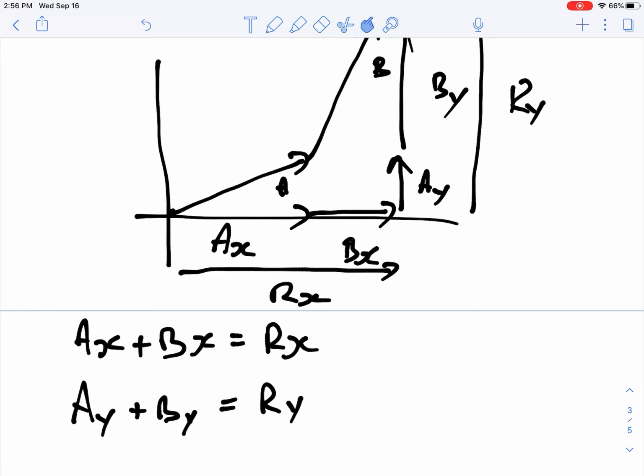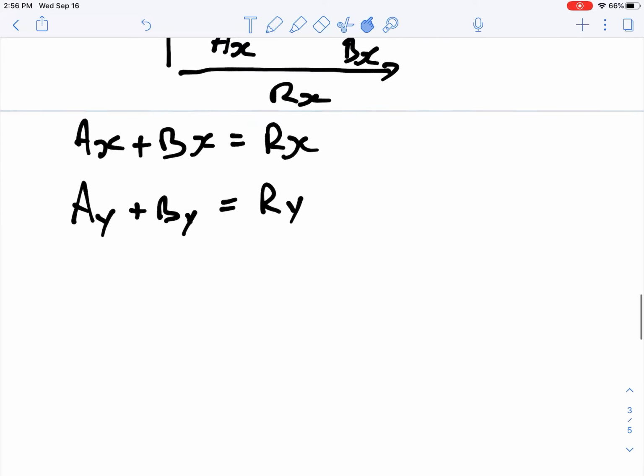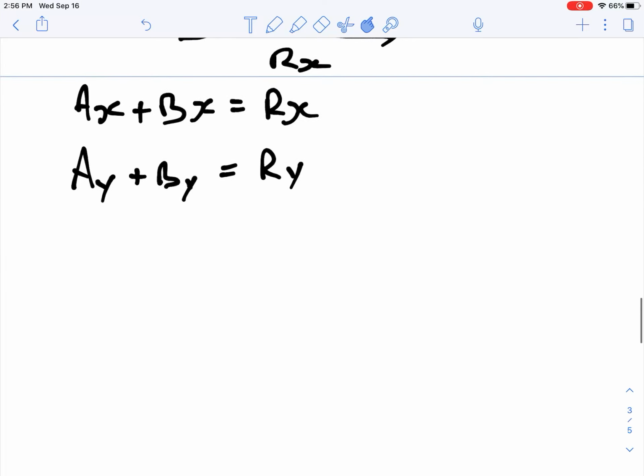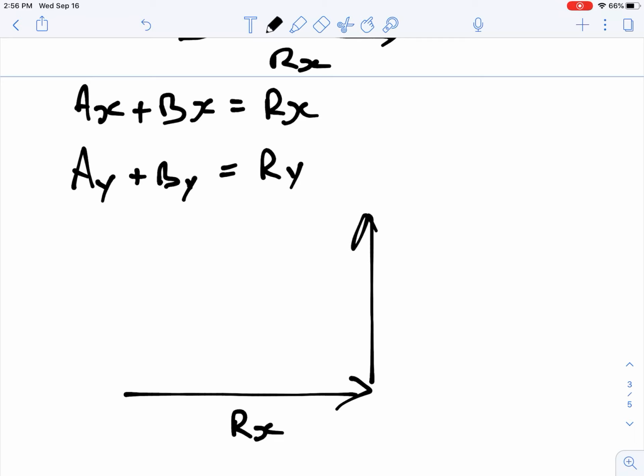Then, once we've done that, I will now have this vector Rx and this vector Ry. So I will have Rx and Ry, and what I want to do is combine those using Pythagoras, right? I'm looking right now at a right angle triangle. X and y are perpendicular.